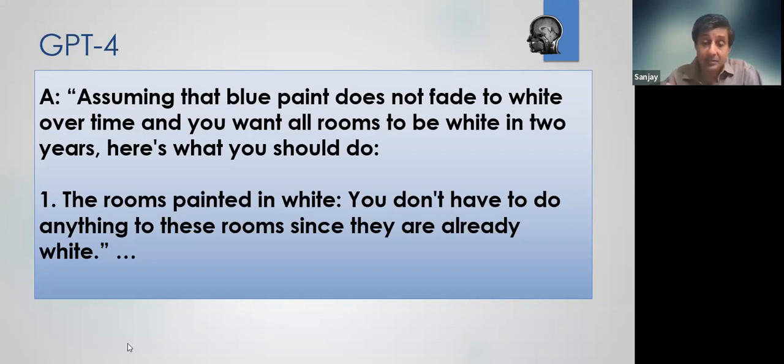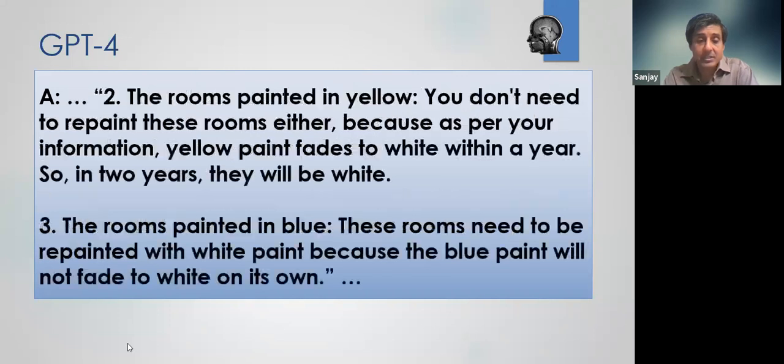It figured that out, okay? The next is 2. The rooms painted in yellow. So again, it's continuing. The second breakdown is that for the rooms painted in yellow, you don't need to repaint these rooms either, because as per your information, and here it has a more sophisticated explanation, it's relying on the information it got from you, right? It's saying, as per your statement, as per your information, right?